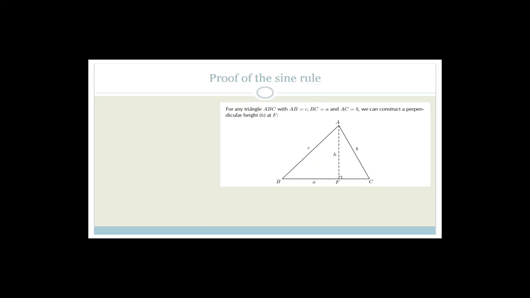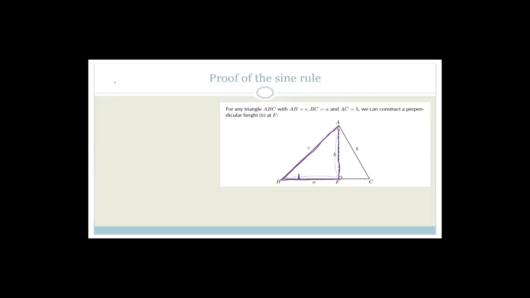So it says, for any triangle ABC, with AB, length AB, equal to little c, BC equal to little a, and AC equal to little b, we can construct a perpendicular height at F. That's all we've done. Now, do you agree that if we look at triangle ABF, this purple triangle here, ABF.